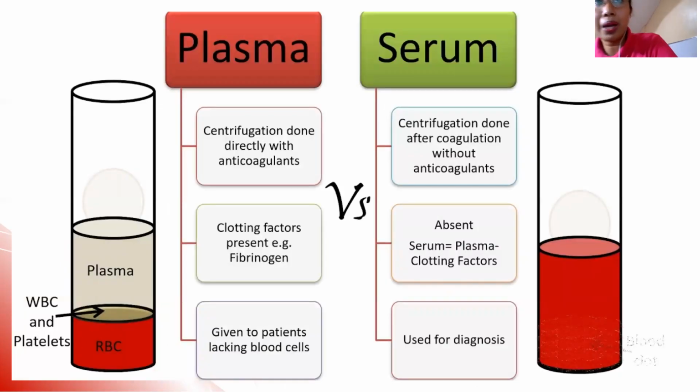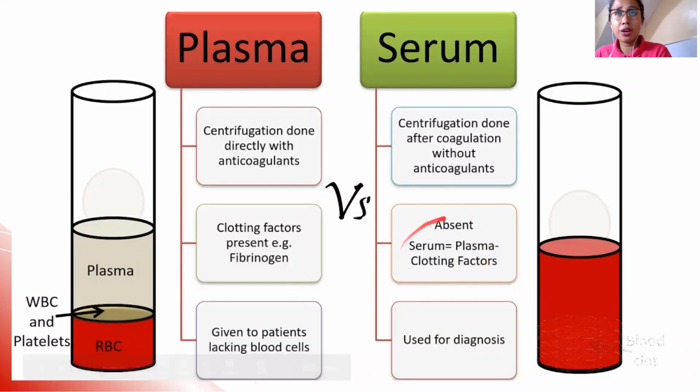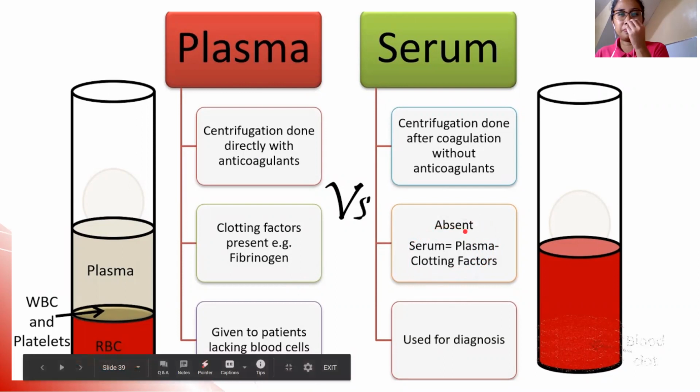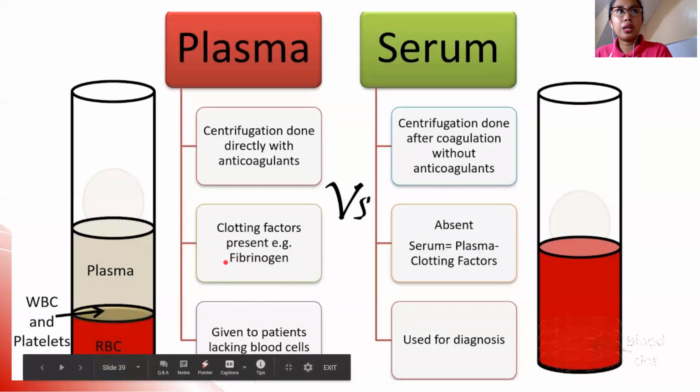So, what's the difference between plasma and serum? So class, plasma, the blood has anticoagulants. Yung serum, it has no anticoagulants. Since plasma, there was no coagulation that happened, the clotting factors are still intact. Here, in serum, there's no more clotting factors. So, if you want to test the level of fibrinogen, plasma dapat. So, light blue tube. Given to patients lacking blood cells used for diagnosis.